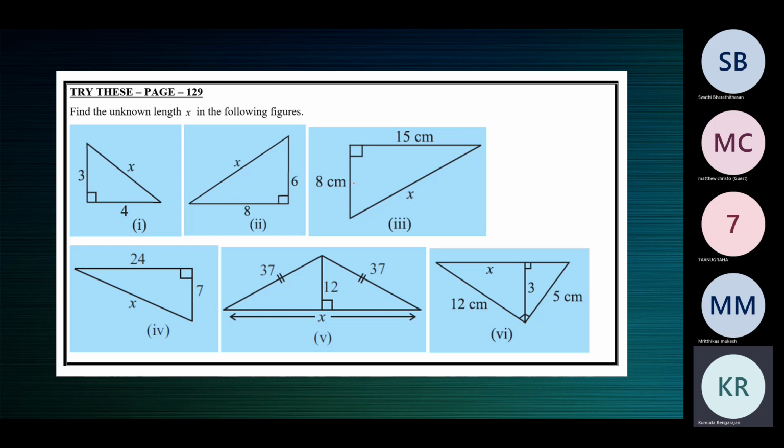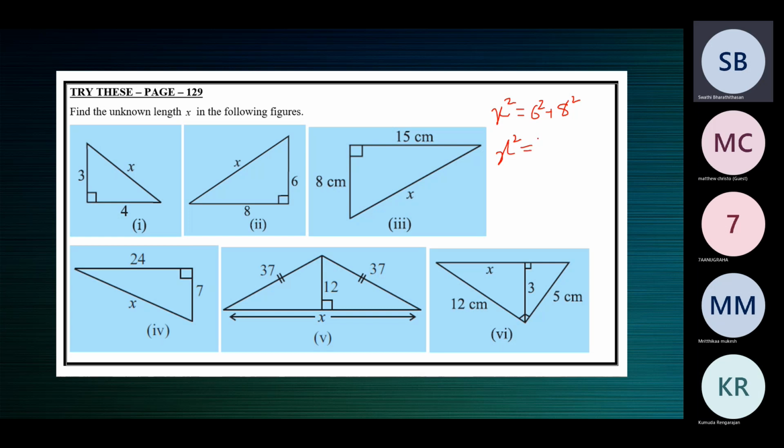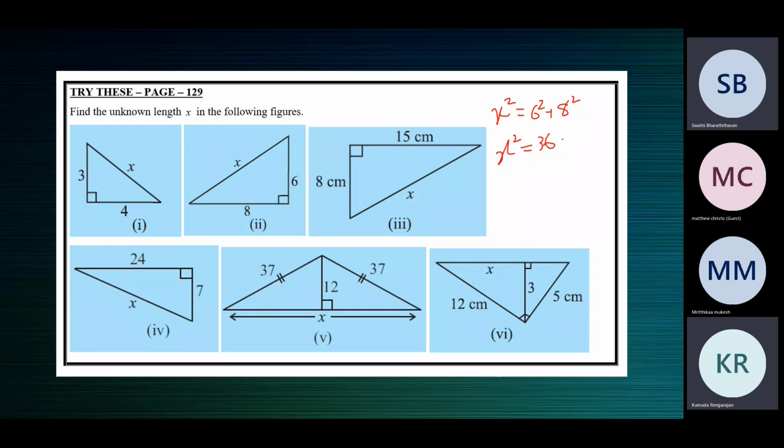Okay, read the second one, Swati. Yes, ma'am. For the second one also, we have to apply the Pythagoras theorem. We say that 6 square plus 8 square is equal to x square. 6 square is 36, and 8 square is 64. Thus, 36 plus 64 is equal to 100. Then we have to find the original value of 100, using the prime factorization method, and we get 10. So the value of x is 10.